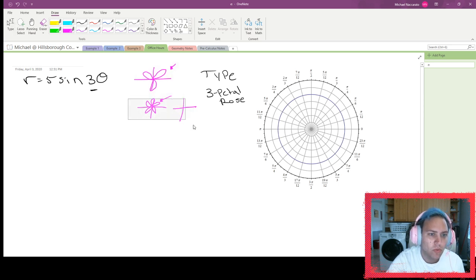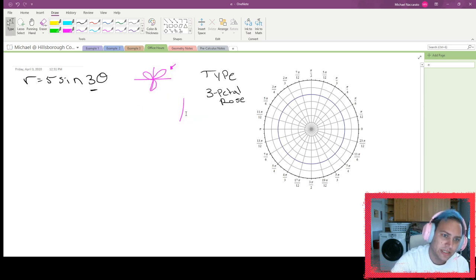In this case, though, we know that if I do this, I should get something that looks like this one. The reason I know it's going to look like that one is just based off the symmetry, right? I know this is symmetrical over theta equals pi over 2, which means it's going to have to go through here.